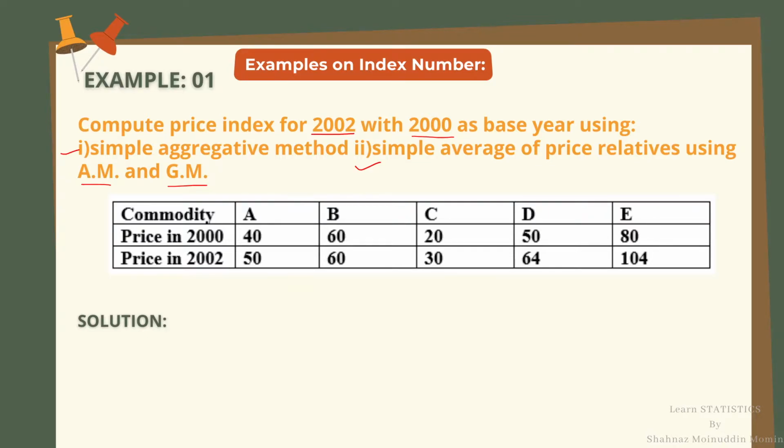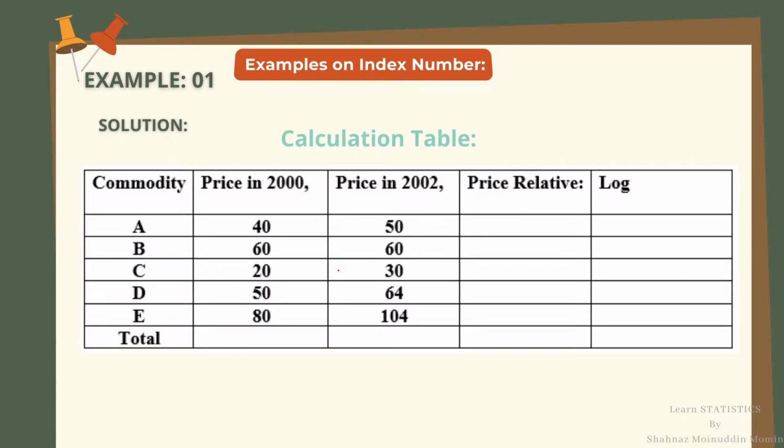Here in this example we are given the 5 commodities A, B, C, D, E with price in 2000, which is the base year. We denote it as P0, and the prices in 2002, that is the current year, are denoted by P1. And we have to obtain the index number by simple aggregative method and simple average of price relatives. So we shall prepare a calculation table. I have written the commodity, price in base year, and price in current year in the vertical columns.